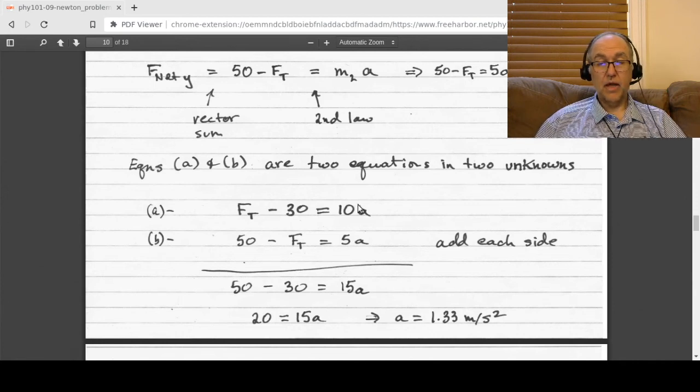We've got to add them too, okay? So we get 10A plus 5A, that's 15A, okay? And so 50 minus 30 is 20, which is equal to 15A, and that tells me that the acceleration is 1.33 meters per second squared, and that's the answer.